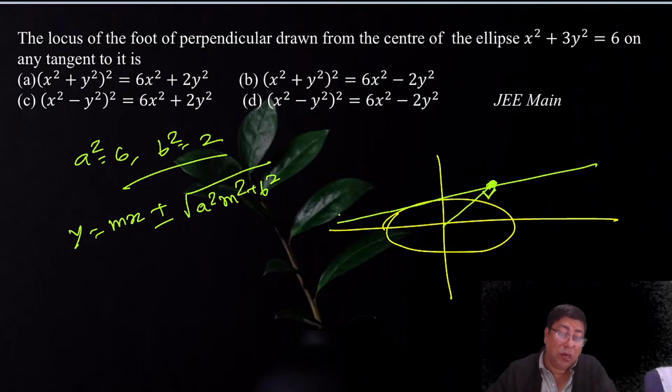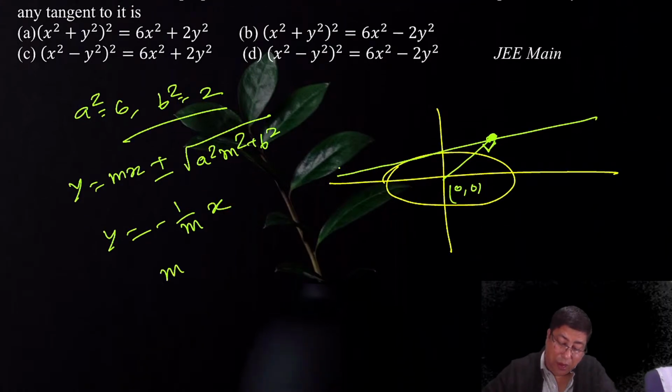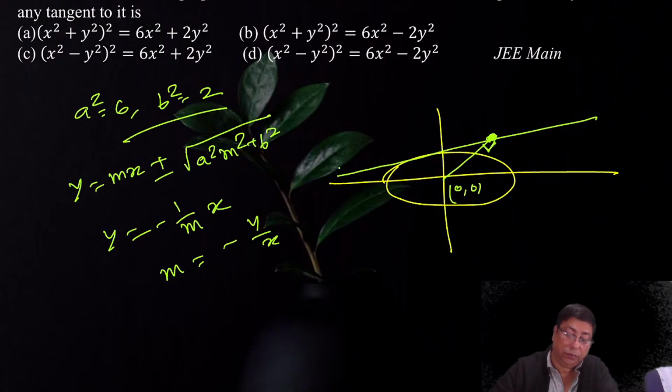So the equation of the perpendicular line passing through the origin, y equal to mx form, which is perpendicular, so y equal to minus 1 by m x. Now simply eliminate m and we will get the result. What to do? m equal to minus y by x. Put it here, m equal to minus 1 by x, put it here as well as here, and then do the whole square, and we will get the result.